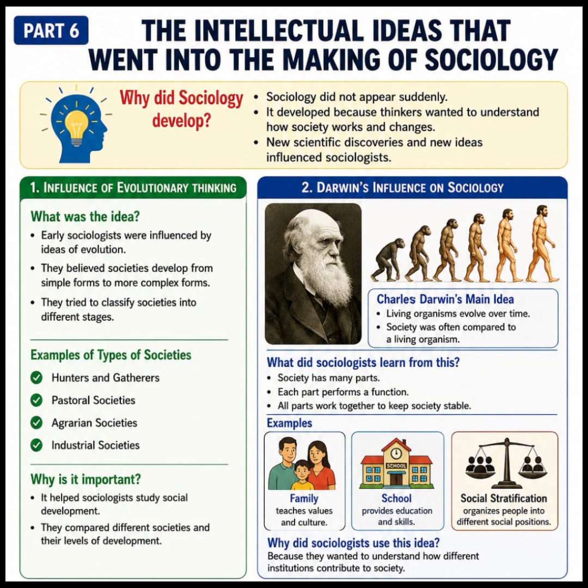Sociologists therefore look at society as a system of parts, and these parts are called social institutions. Examples of social institutions are family and school. Family teaches values and culture, whereas school provides education and skills. Now, why did sociologists use this idea? Because they wanted to understand how different institutions contribute to society.